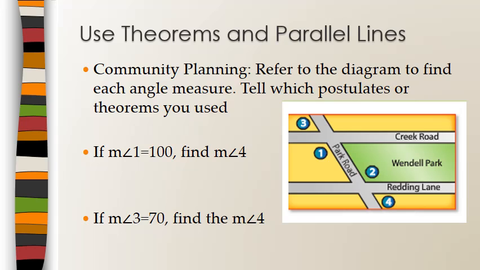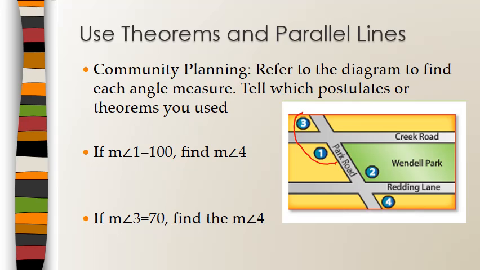If the measure of angle 1 is 100 degrees, find the measure of angle 4. So I'm looking at 1 and 4. Well, 1 and 4 are not a linear pair. They're not vertical angles. They're not alternate interior angles. They're not corresponding angles. They're not alternate exterior angles. What am I going to do? Well, I do see that angle 4 and angle 3 are alternate exterior angles. So how could I find the measure of angle 3 that then would lead me to find the measure of angle 4? Well, if I look here, angle 1, which I know is 100 degrees, and angle 3 are a linear pair. And according to the supplement theorem, those two measures have to equal 180.